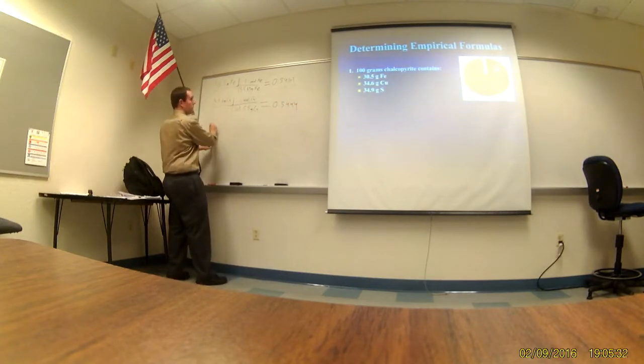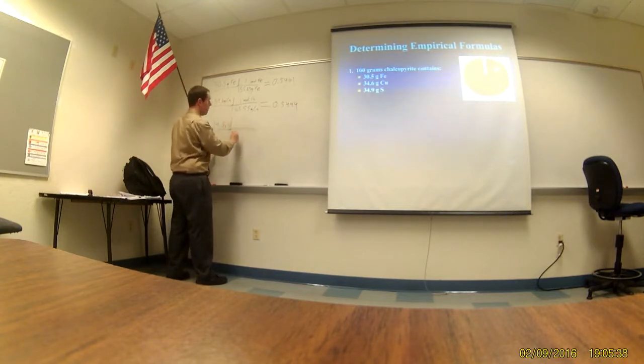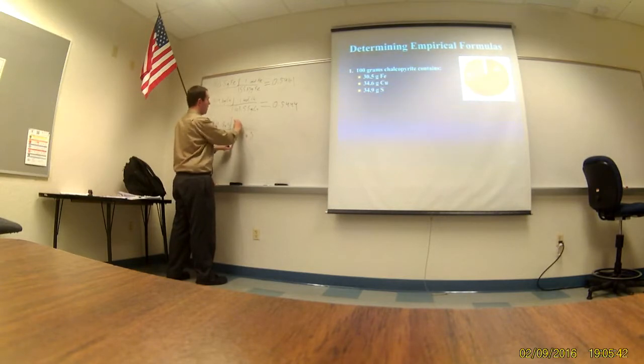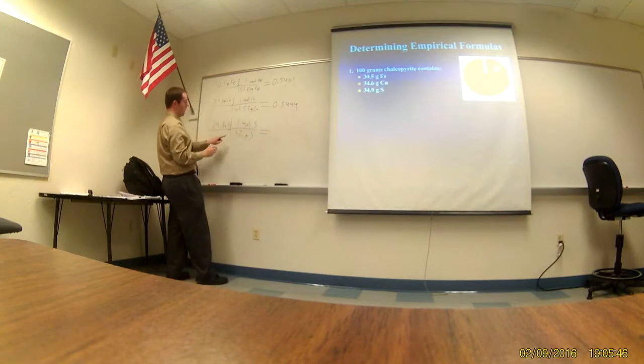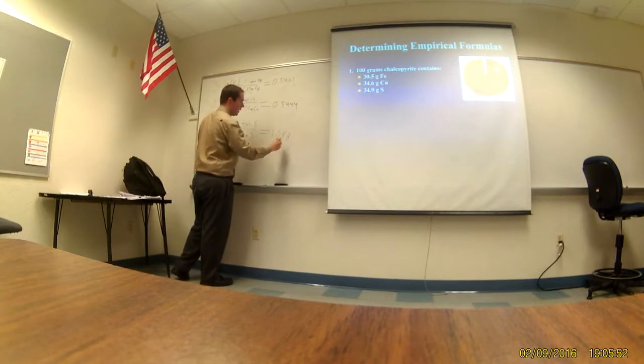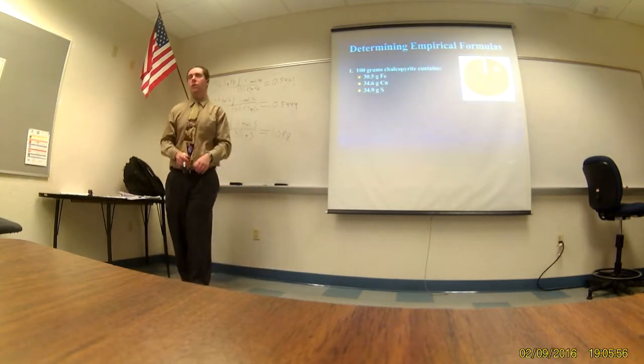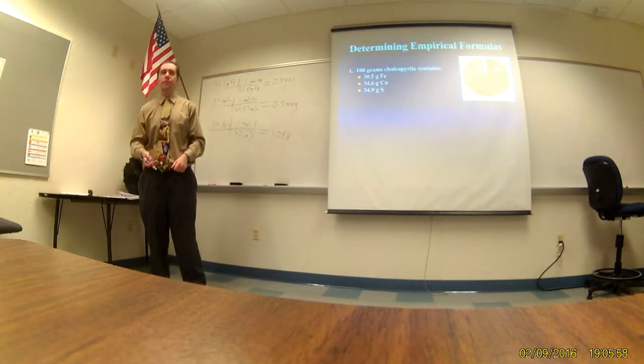And then we do our sulfur. 34.9 grams sulfur. Sulfur is 32, I believe, grams per mole. So 34.9 divided by 32 is 1.088. These are clearly not whole numbers. So we have to change them.